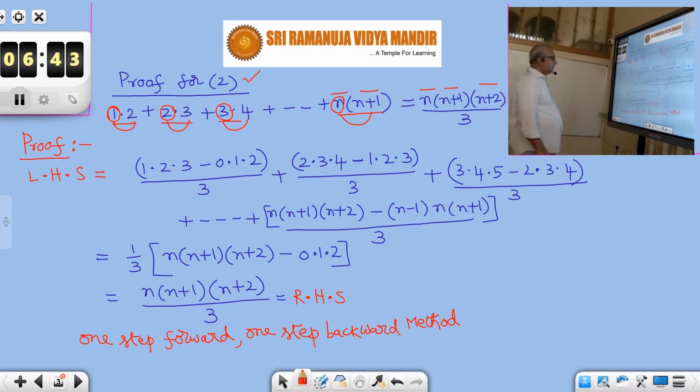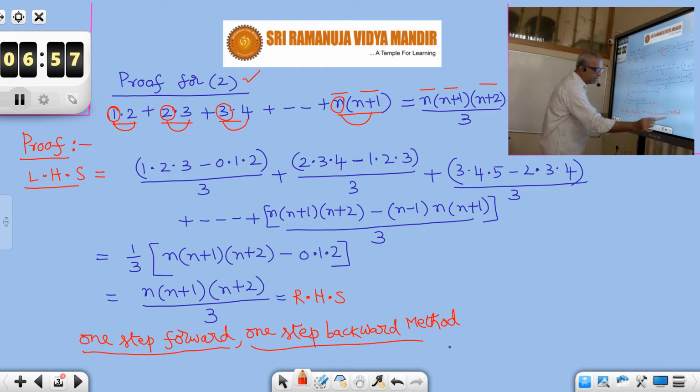So what is the proof? Let us see. LHS, let us consider the left hand side. This method I am calling here the one step forward, one step backward method. In the books they will call it in a different way. I will tell you that also. But I call it one step forward, one step backward method.